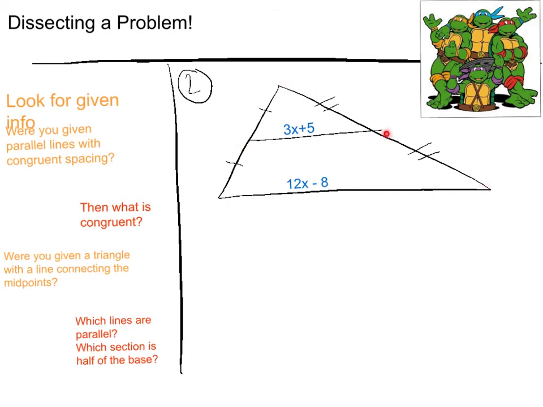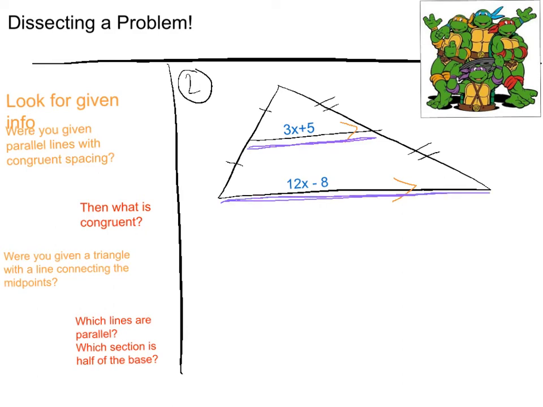Here's our given information. Again, we're dissecting it by asking ourselves, what were we given? And in this case, we were definitely given a triangle, and there's a line here that connects from one midpoint to another. What can I say then? Then I could say that this line is parallel to this line. And what's the second thing I could say? Let me change colors here. I could say that this line is half of this line.